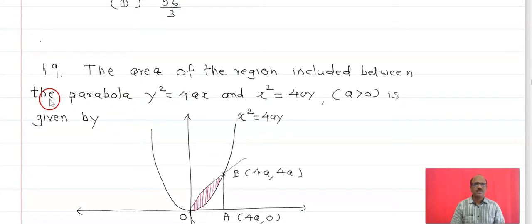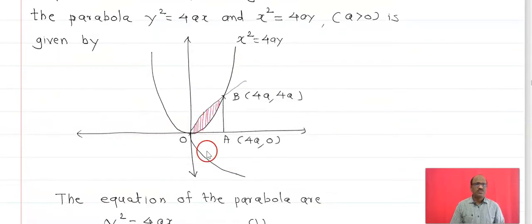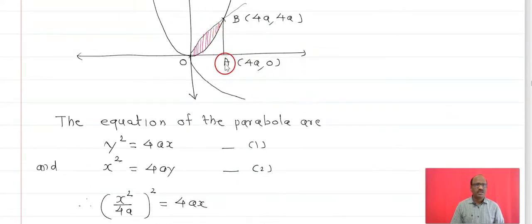Now the next problem. The area of the region included between the parabolas y square is equals to 4x and x square is equals to 4ay, where a is positive, greater than 0. Now see, these are the two parabolas. The first is y square is equals to 4x and the second is x square is equals to 4ay. Their points of intersection are O at 0, 0 and B at 4a, 4a. Now we will find out the area below these parabolas, y square is equals to 4x and x square is equals to 4ay, their subtraction.